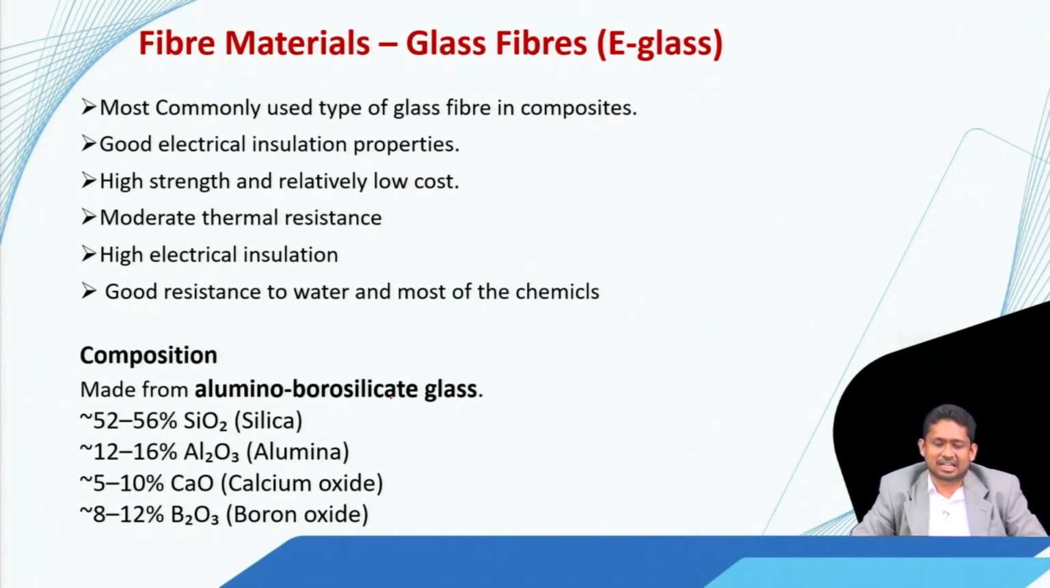Now let us talk about E-glass fiber. E-glass fiber is most commonly used, and they have good electrical insulation properties. They have high strength and they are of relatively low cost. They have moderate thermal resistance, and they have high electrical insulation, and they have good resistance to water and other chemicals. They are mainly made from alumino-borosilicate glass, which has 52 to 56% silicon dioxide silica, 12 to 16% alumina, 5 to 10% calcium oxide, and 8 to 12% boron oxide.